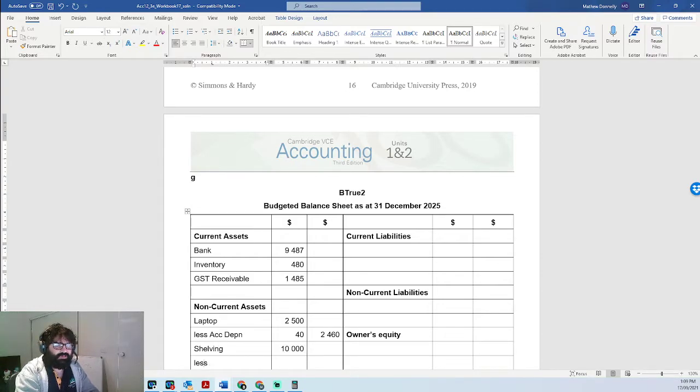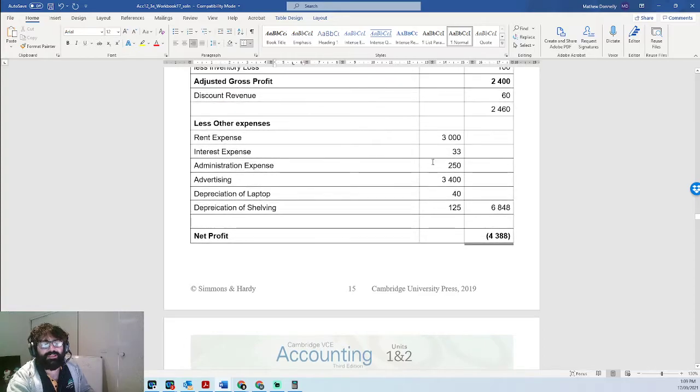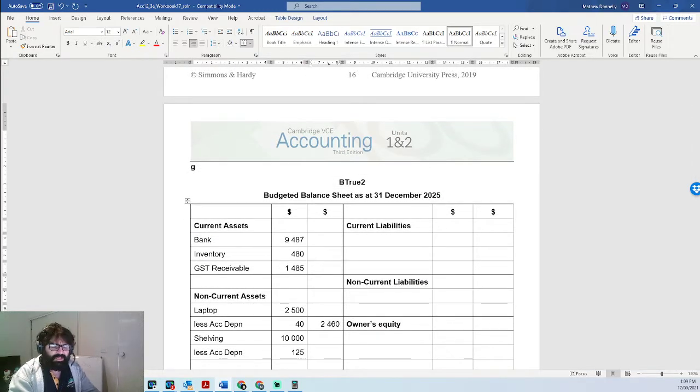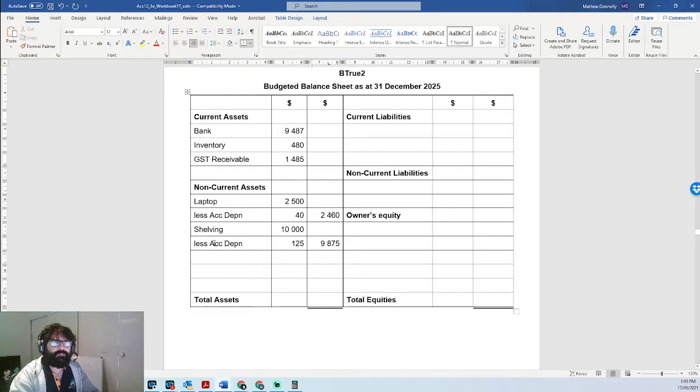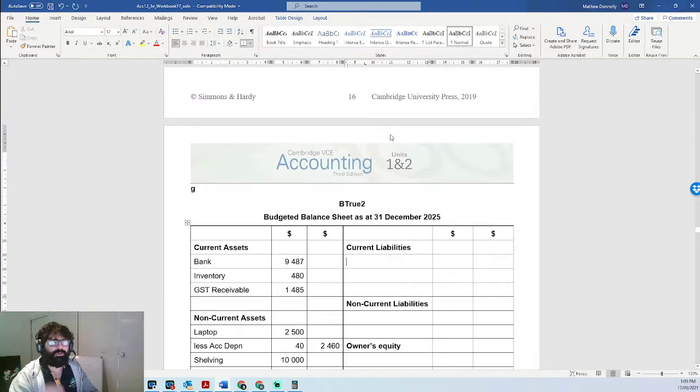And then we rinse and repeat for the shelving, and that's 10,000. And then we go less ACDEPN again. That less accumulated depreciation will also be in the same spot, and it happens to be 125, and that becomes 9875. So those are all our assets. We've only got one current liability, which is accounts payable. Having a look through, a lot of the other stuff's all expenses, which we've already accounted for. We see the accounts payable is 495.